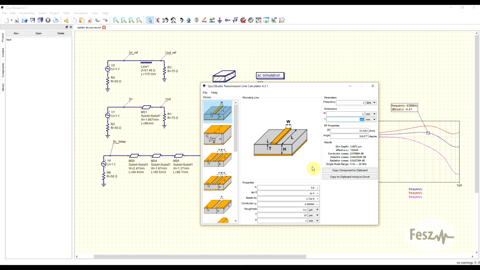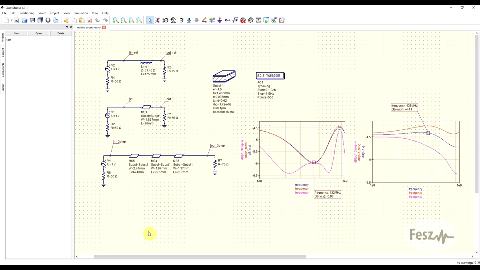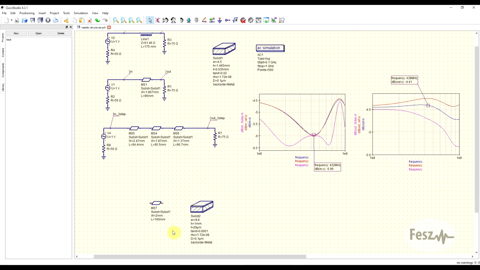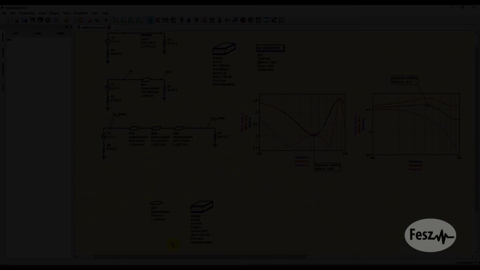Now, another fun fact about this line calculator is that it will also calculate the trace losses. These are separated into conductor losses, dielectric losses, and radiation loss. But anyway, once you're happy with a specific geometry, you can simply select Copy Component to Clipboard, and in the schematic, paste it directly. So this is a very easy way to copy information between the tool and the simulation.